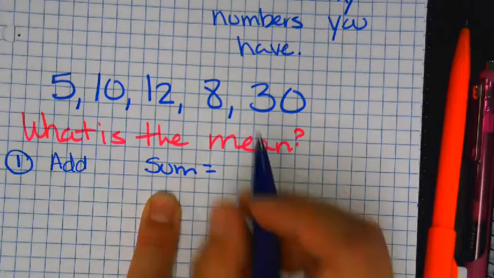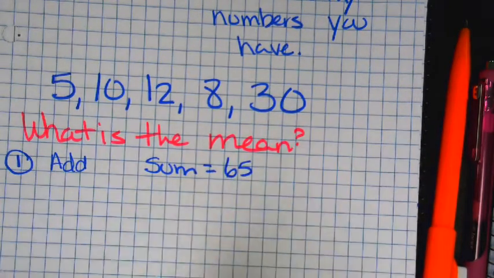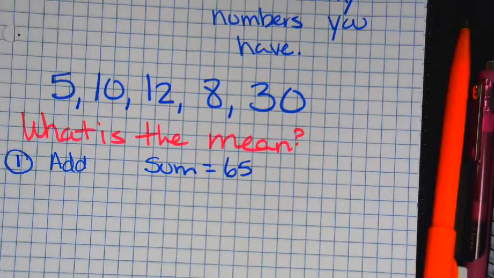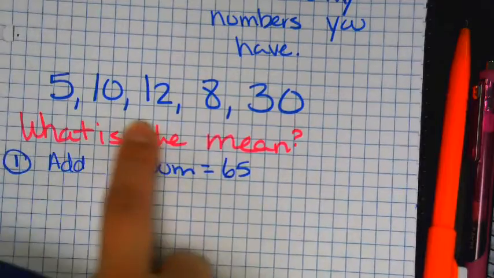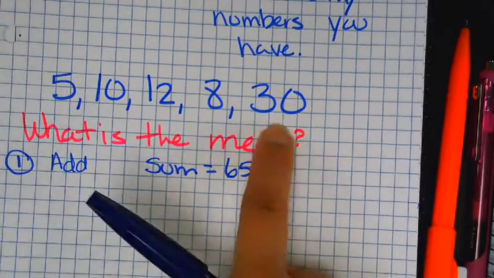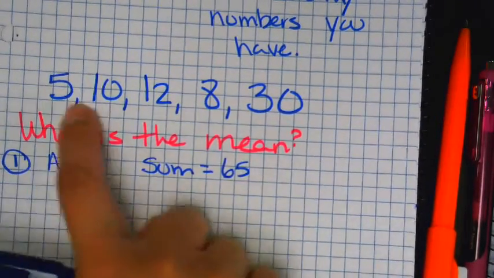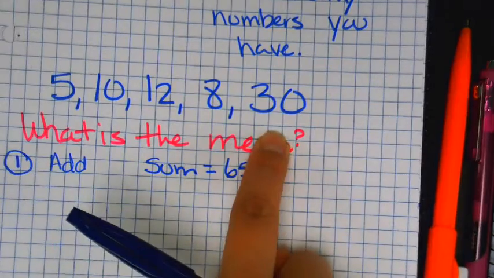65. All right, cool. Now some kids think that's my answer. No, you have to divide. But some kids say, oh yeah, the mean is 65. One thing you have to remember is for mean, your answer has to look like one of these numbers. 65 is nowhere like any of these numbers, right? So you know you're not done.